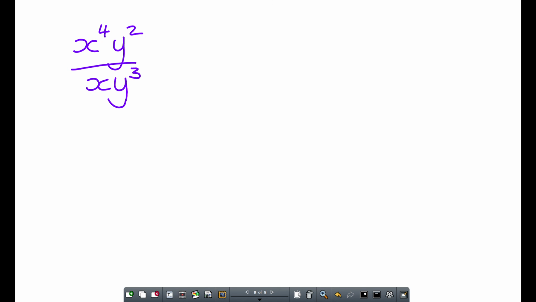Okay, right, so let's see. At the top, I've got x to the power of 4, and at the bottom, I've got x. So what can I take away? Only one of those x's. So I take an x at the bottom, and then I take an x at the top. Now, they were 4, so now it's going to become 3, right? Let's look at the y's. y to the power of 2 and y to the power of 3. I can take that whole one, y to the power of 2, but at the bottom, I can only take y to the power of 2. So which means there's going to be a y left.